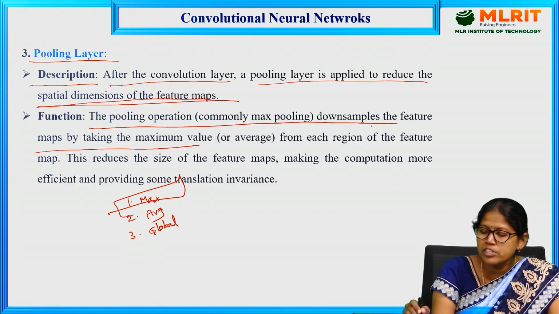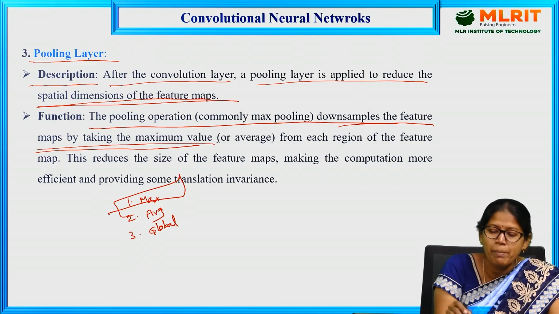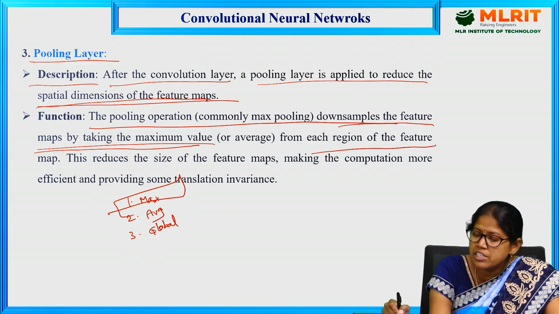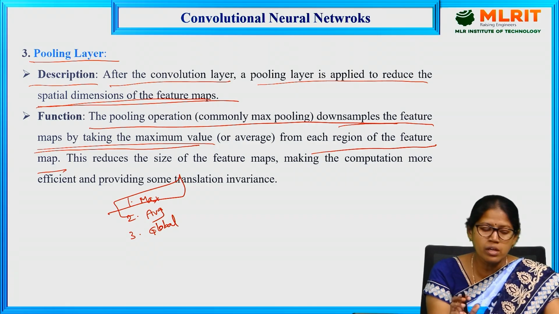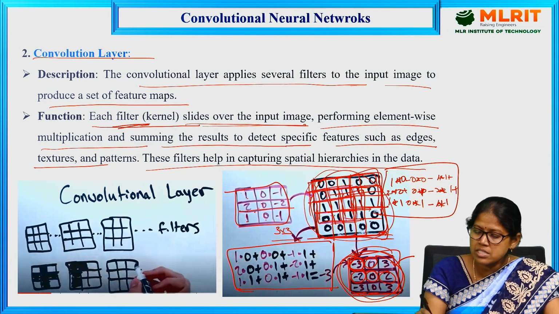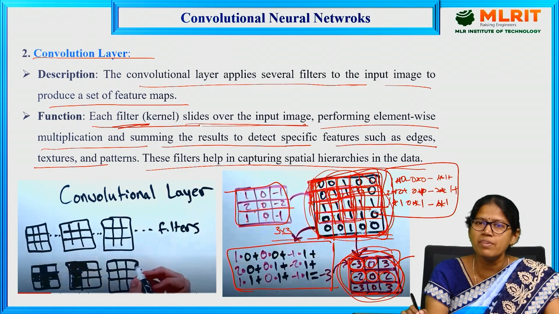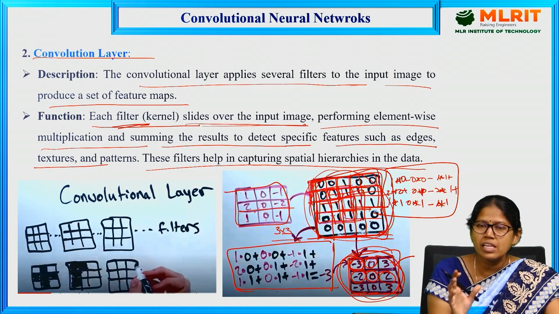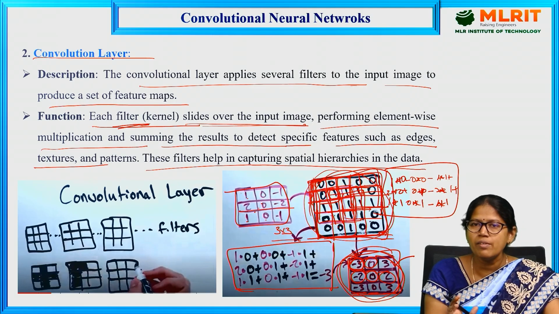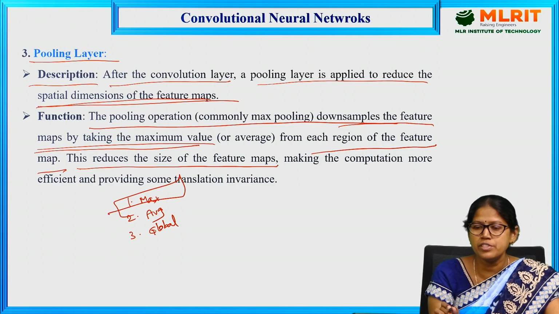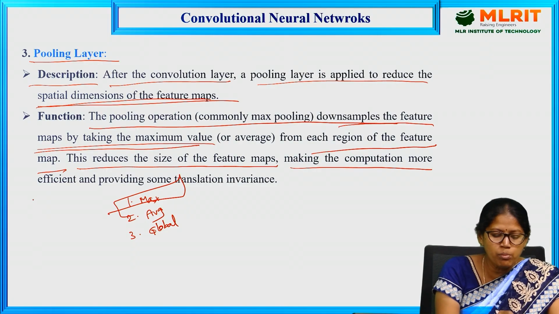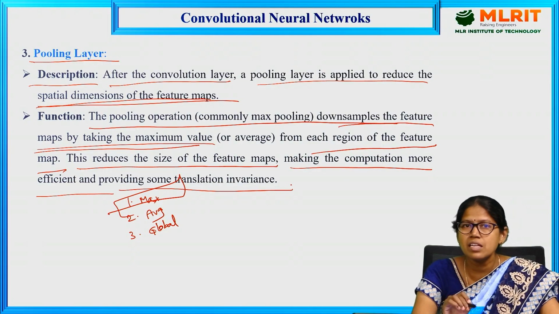The pooling operation down samples the feature maps by taking the maximum value from each region of the feature map. In that feature map, it will take the maximum value. For example, consider this one, 0001. It is a 2x2, then it will take 1 as the maximum value. In such a way, it will split the regions and take the maximum values. Okay, this reduces the size of the feature map, making the computation more efficient and providing some translation invariance.